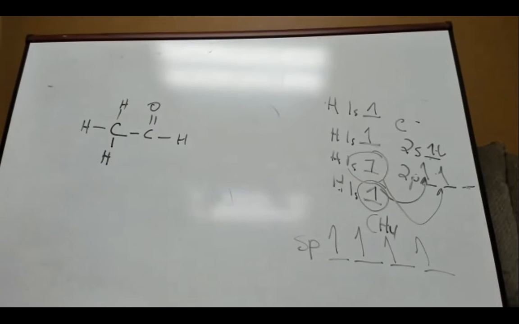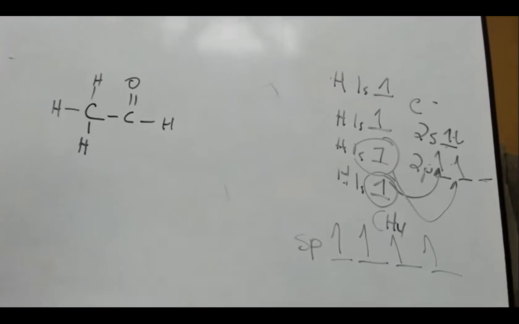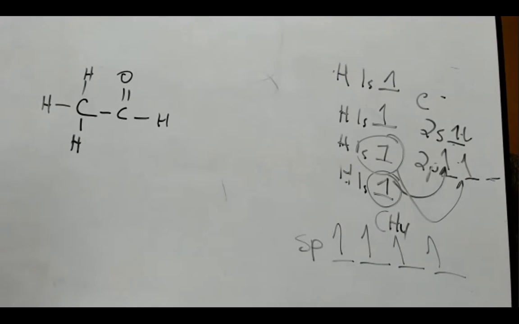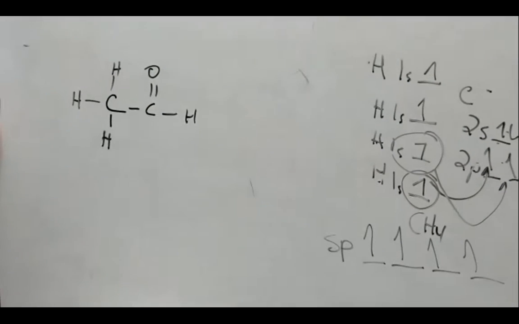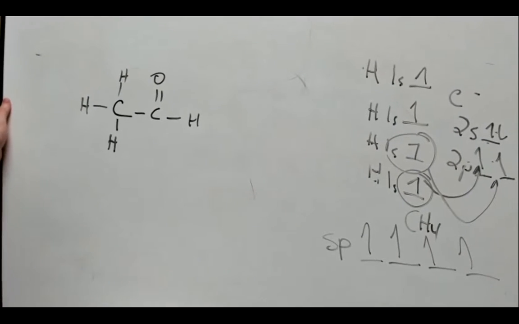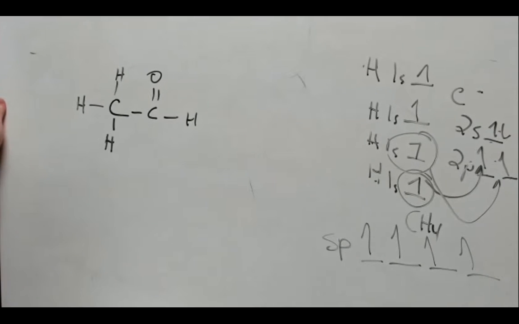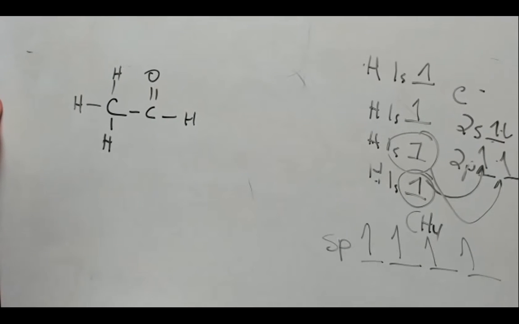Right, so there's an organic molecule. This is acetaldehyde, right? And so what I would like you to do, it's going to move over, is tell me how many sigma bonds there are in this molecule and how many pi bonds.